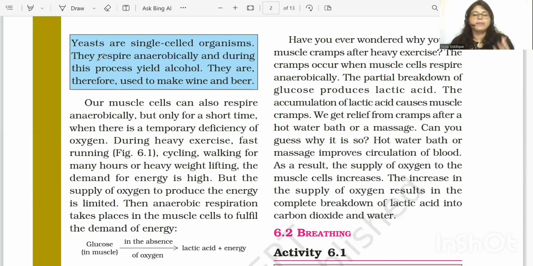Now let us learn more about yeast. So yeast are single-celled organisms. Okay, single-celled organisms मतलब unicellular organisms, the organisms that are made up of just a single cell, one cell. Okay, uni मतलब one. So they respire anaerobically. Anaerobically means they respire in the absence of oxygen. And in this process, they will generate alcohol. They will make alcohol. And now this alcohol is used for making wine and beer.